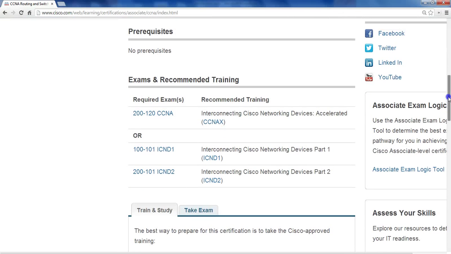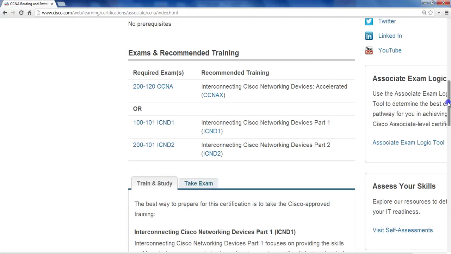There is no prerequisite for it. You can take one big exam to be CCNA certified, or you can take ICND1 and then ICND2, and both of these will give you the CCNA certification. ICND1 will give you another certification, the Cisco Certified Network Entry Associate, I guess. I'm not exactly remembering what it stands for, but CCNA.